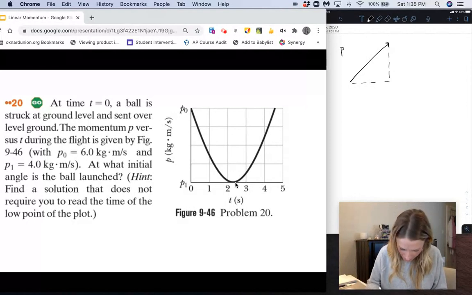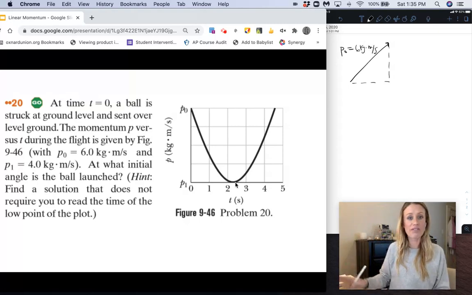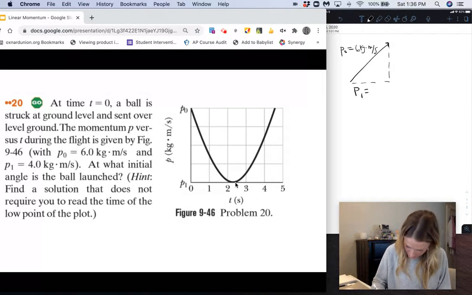Again, that initial momentum vector is going to be the hypotenuse of our triangle. So P naught is equal to 6 kilograms times meters per second. And then again, at the very top of the parabolic shape of this object, we get P1, because that's our minimum momentum of this flight. P1 is equal to 4 kilograms times meters per second.